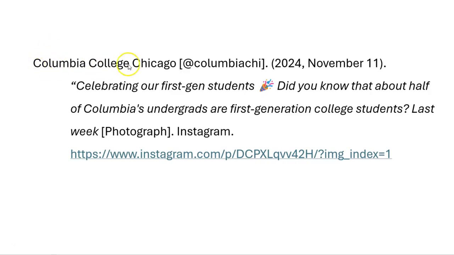So the author is Columbia College Chicago, the group that made the post, and that is followed by the Instagram handle in square brackets. After that, we have the date the post was made, and then for the title, we use the first 20 words of the post.